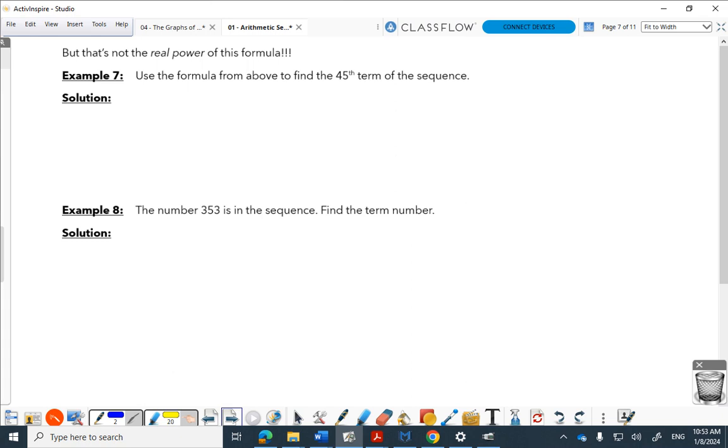But that's not the real power of this formula. Well, it is. I sort of showed that off. Here's the power of the formula. Use the formula to find the 45th term of the sequence. Okay, here's the actual steps. When you do your homework, this is what you'll do in the actual steps.